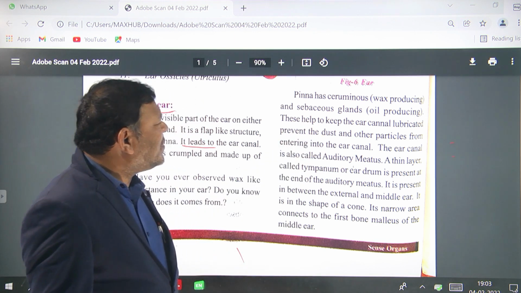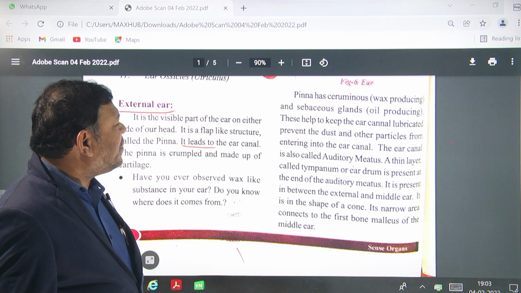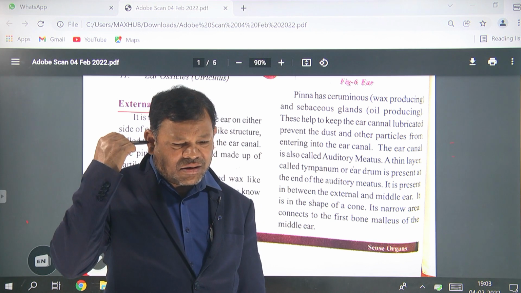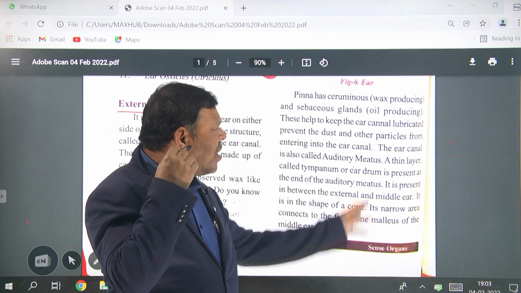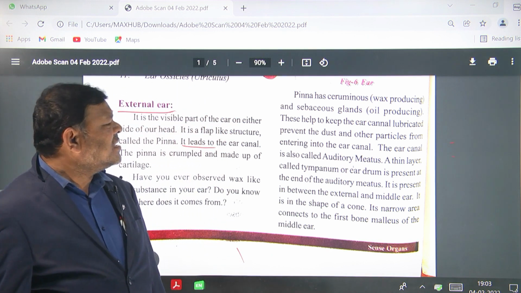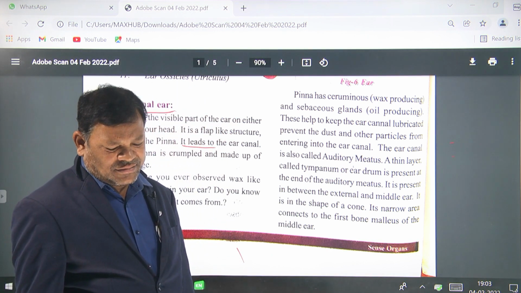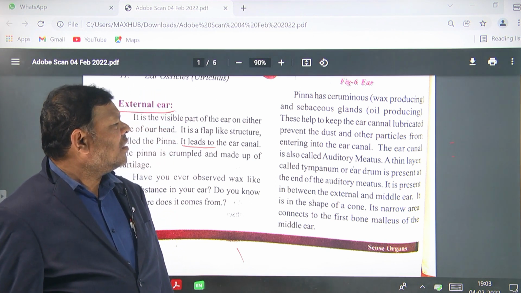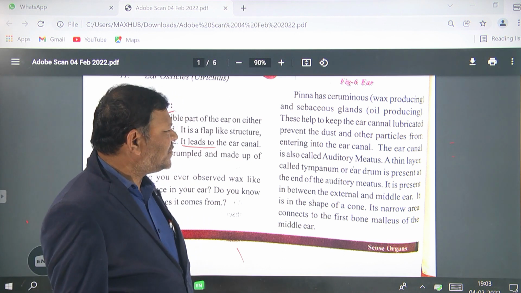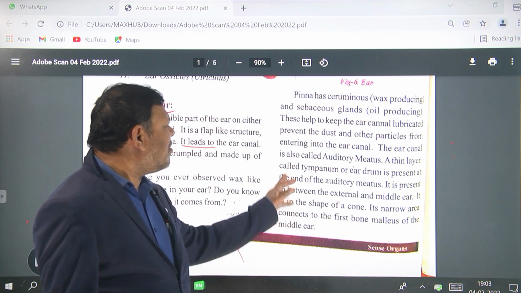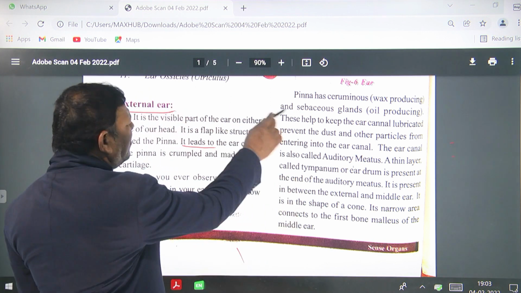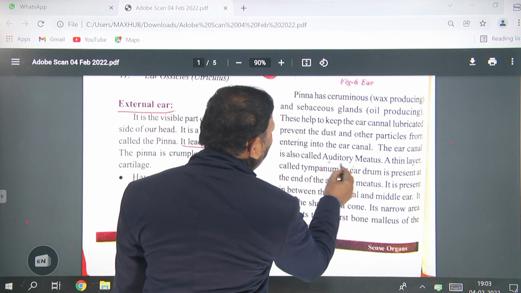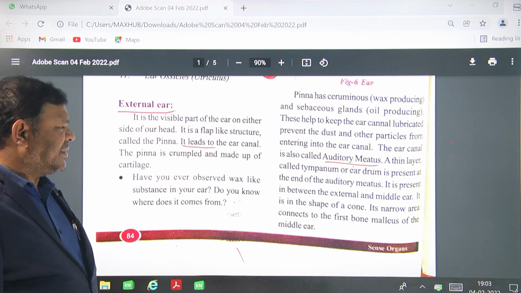These help to keep the ear canal lubricated and prevent dust and other particles from entering into the ear canal. Wax producing, oil producing sebaceous glands work as a lubricant in the ear, preventing dust and any waste material. The ear canal is also called the auditory meatus.